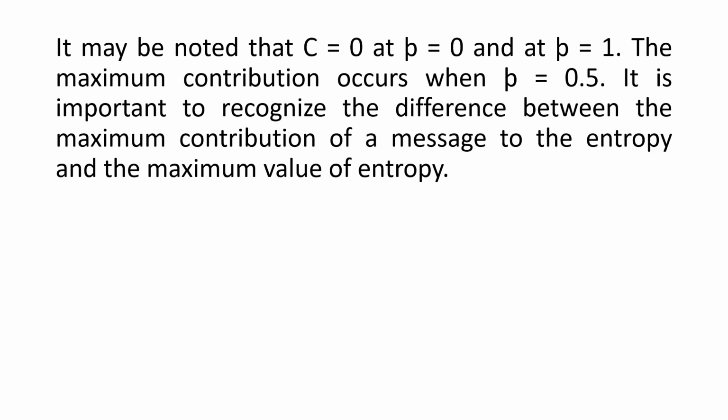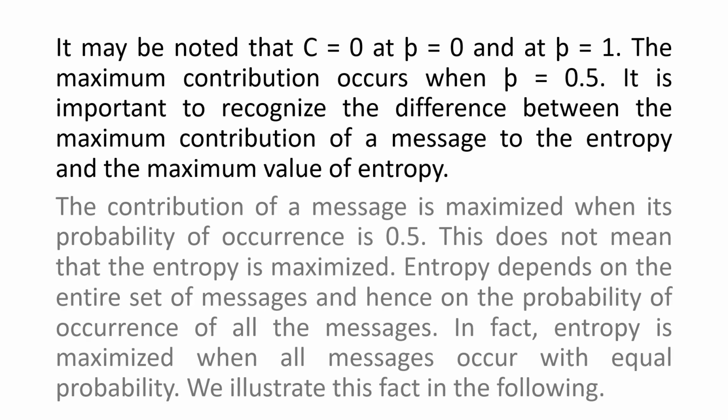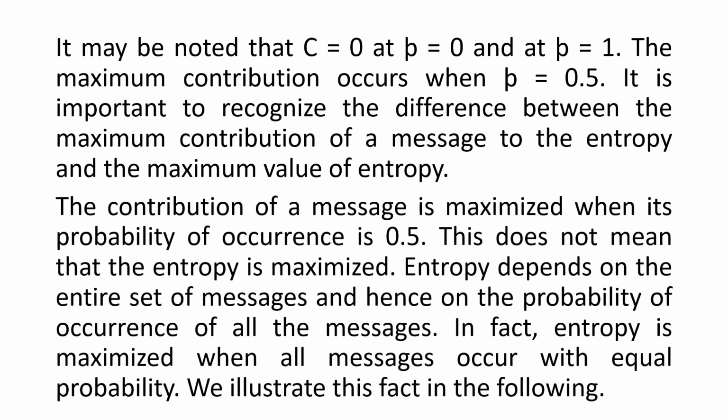It is important to recognize the difference between the maximum contribution of a message to the entropy and the maximum value of entropy. The contribution of a message is maximized when its probability of occurrence is 0.5. This does not mean that the entropy is maximized. Entropy depends on the entire set of messages and hence on the probability of occurrence of all the messages. In fact, entropy is maximized when all messages occur with equal probability. We illustrate this fact in the following.